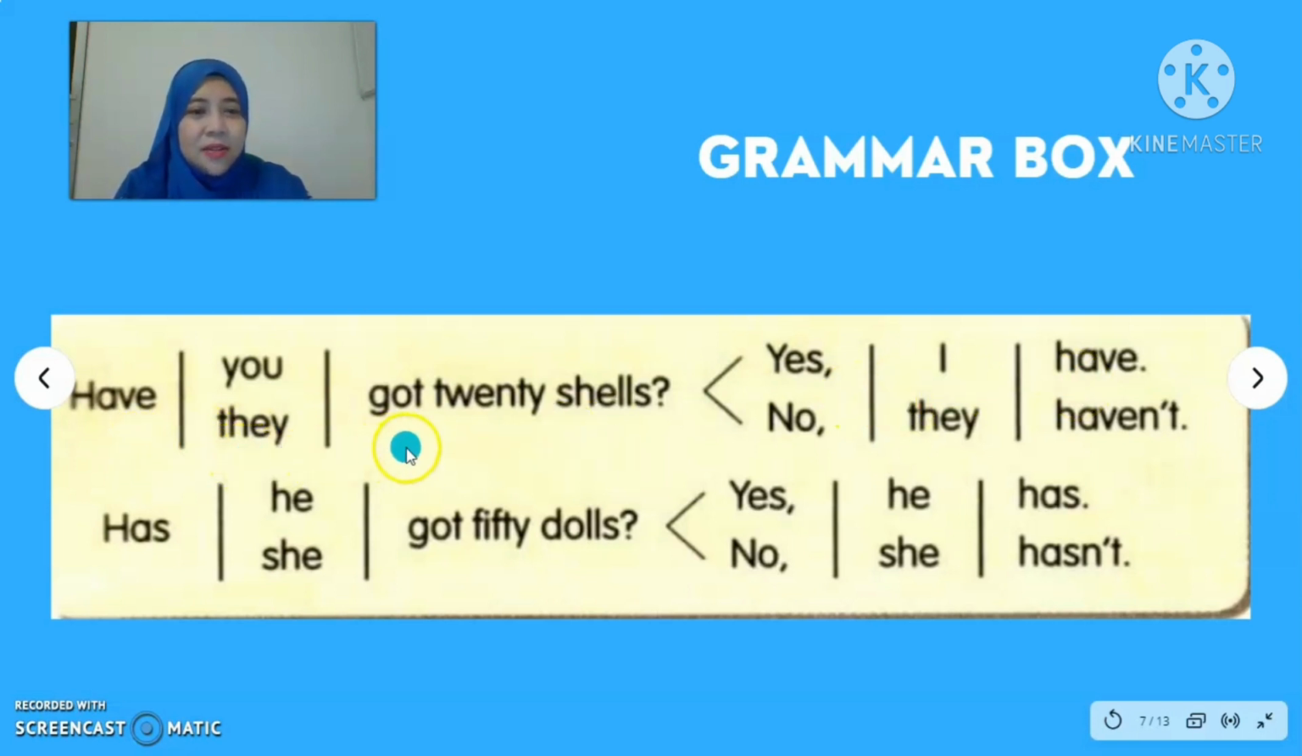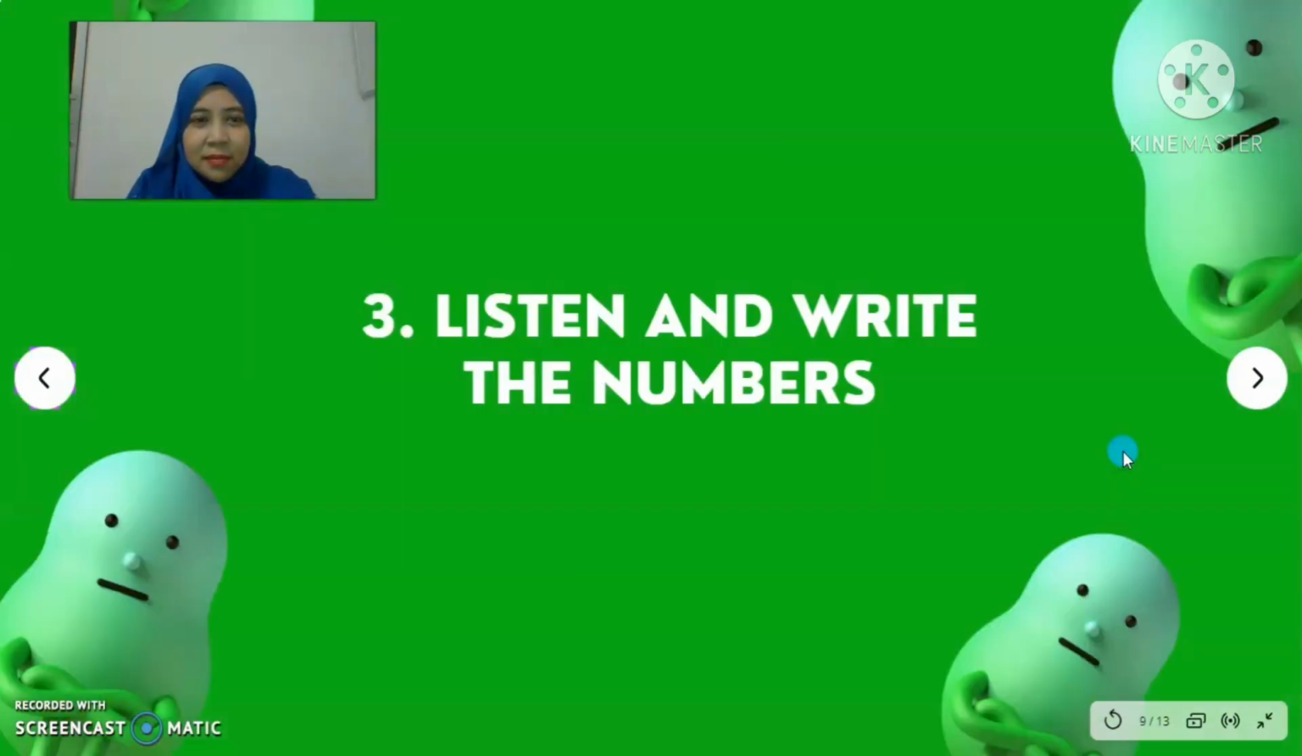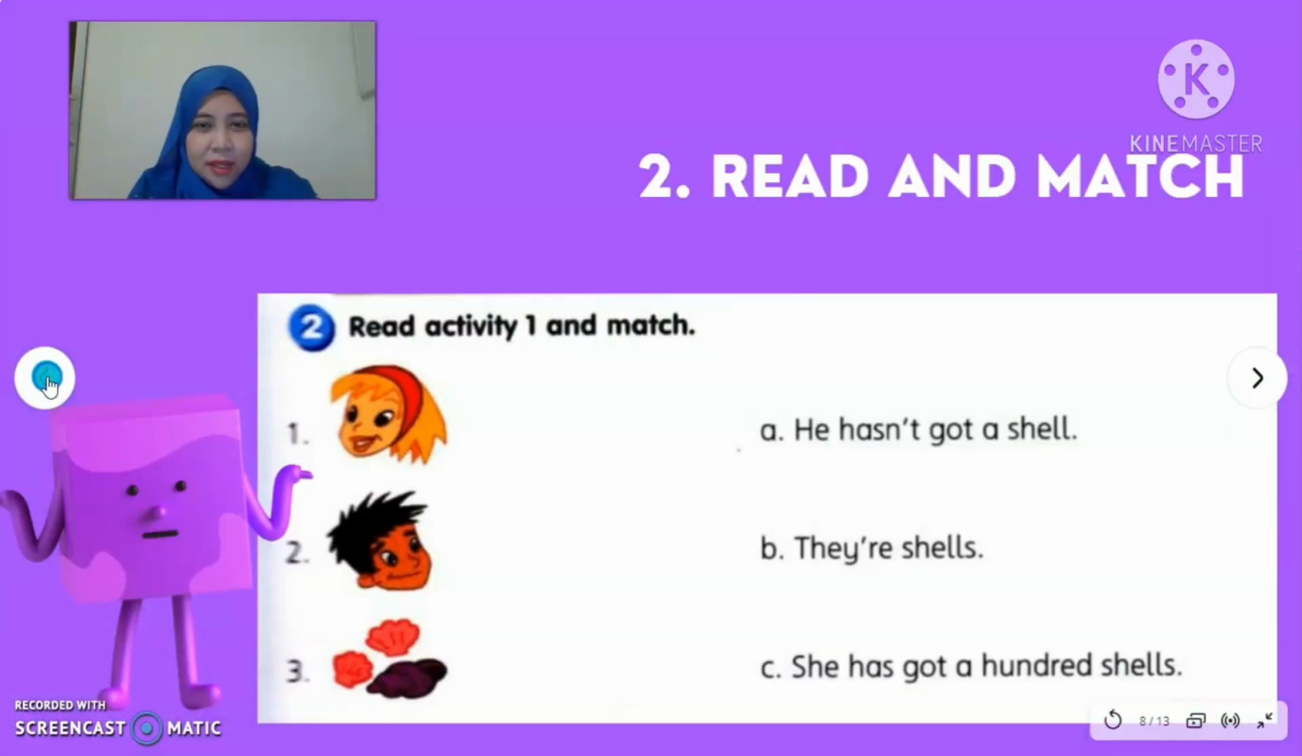Have they got 20 shells? No, they haven't. Okay, if you answer no, you must use haven't. Have not. Yes, I have. No, they haven't. Okay.